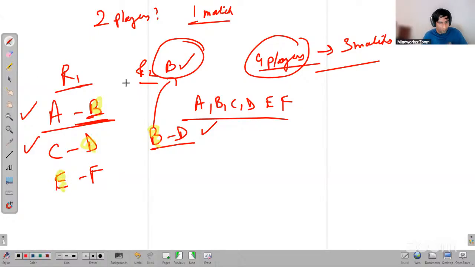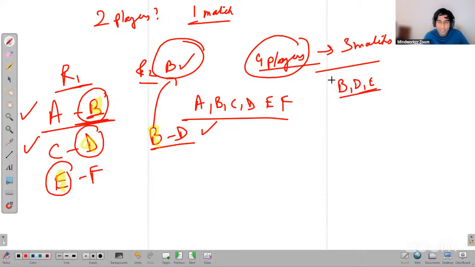So what you realize is that there are 3 people who are moving to the next round. One guy is B, one guy is D, and one guy is E. These three people are moving to the next round. And a matchup, unless otherwise stated, is always going to be against two players or two teams.